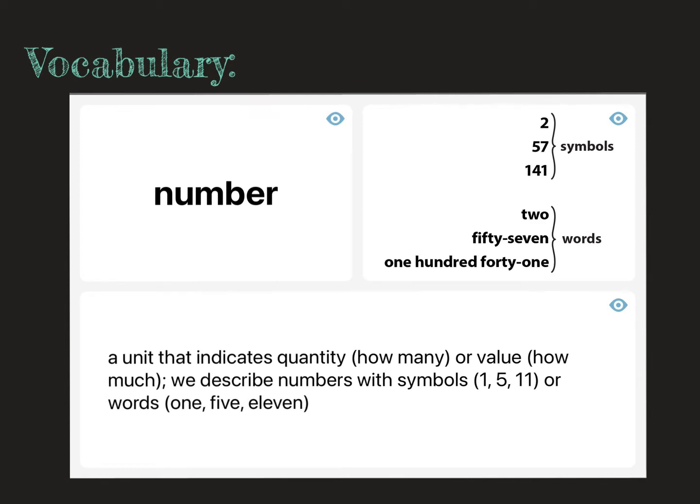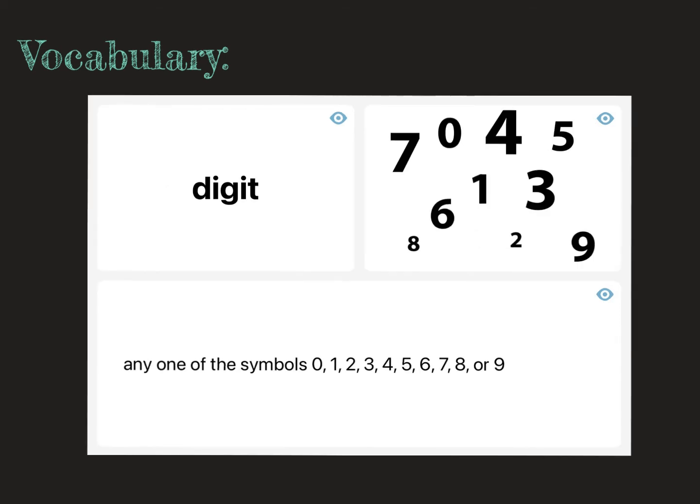Our first vocab is number, which is a unit that indicates quantity or how many, or value, which is how much. We describe numbers with symbols like 1, 5, 11, or words one, five, eleven. Our next vocabulary word is digit, which is any one of these symbols, which can be seen all here and all of these right here too.